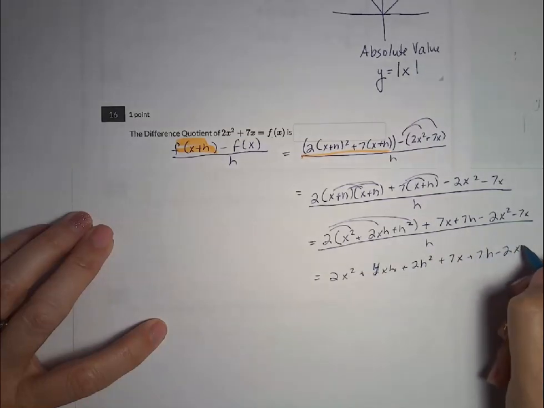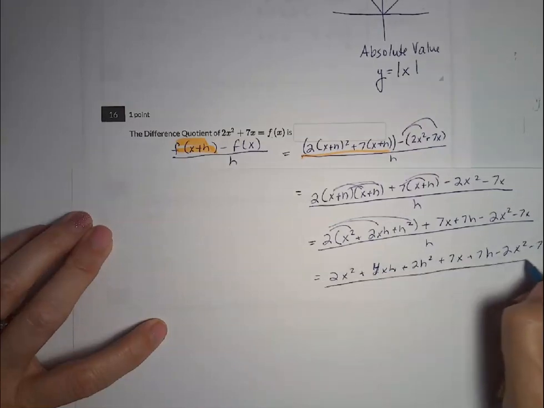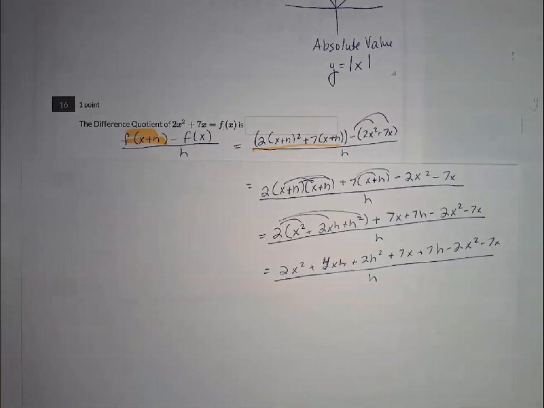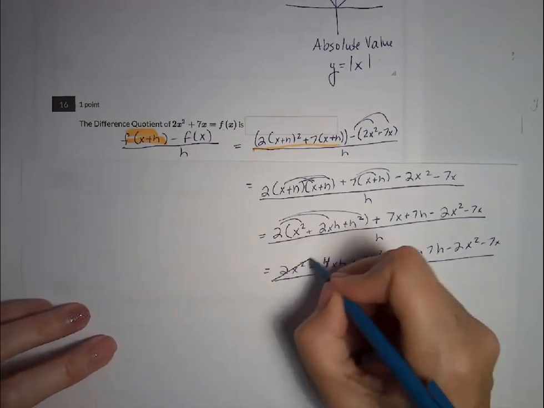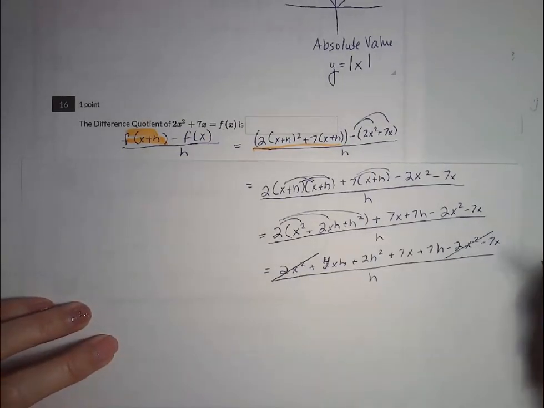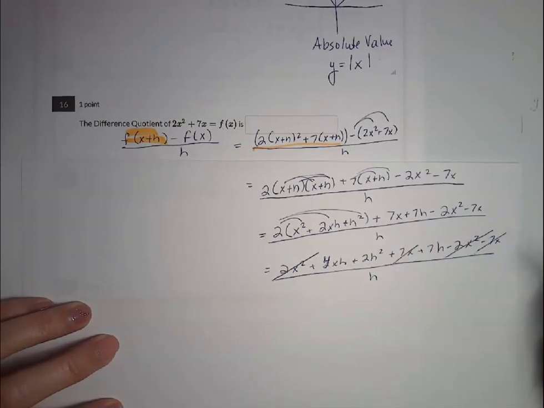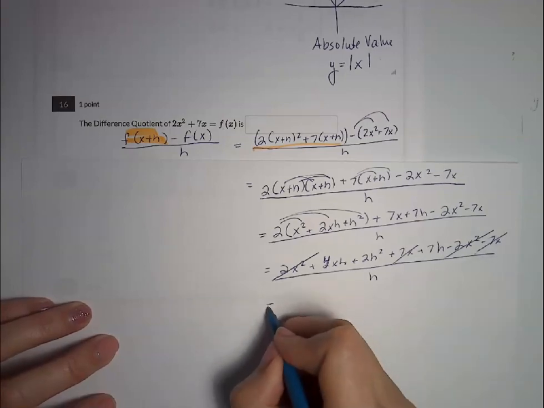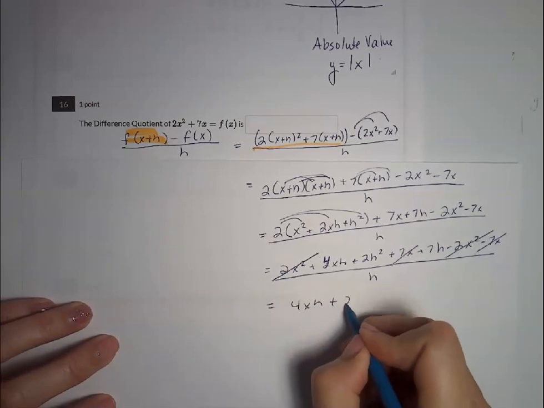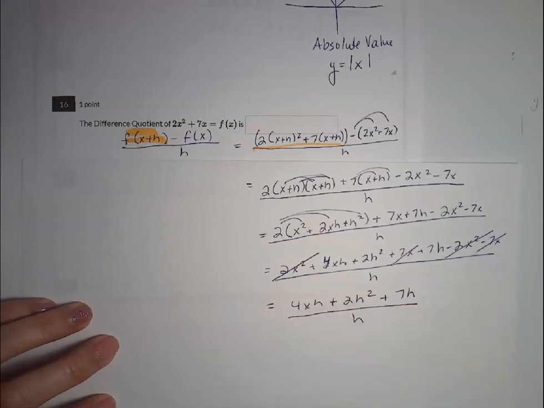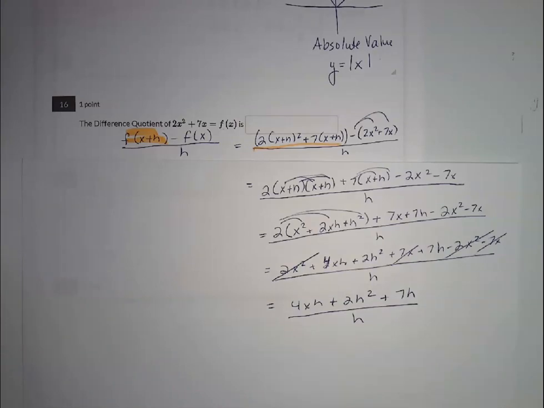And actually, I love doing difference quotients, and a lot of students, once you get the hang of it, you're going to like it because it's kind of fun. There's a lot of canceling, and people like that. Okay, so, oh wait, 2x squared and minus 2x squared, and 7x and minus 7x. So you're left with 4xh plus 2h squared plus 7h, all divided by h. And if things do not cancel like that, then you made a mistake somewhere. There should be a lot of canceling going on.